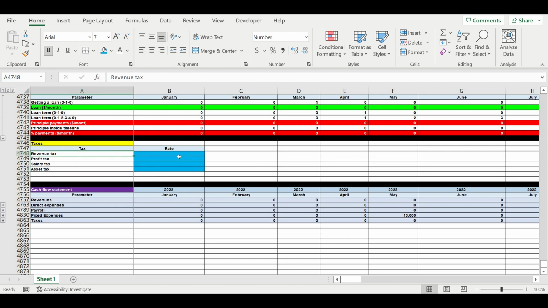Revenue tax, let's assume it will be 4% of revenue, so these will be percentages. The rate of profit tax will be 15%. Salary tax, for example, can be 20%. Asset tax, we will pay, for example, $4,000 monthly.